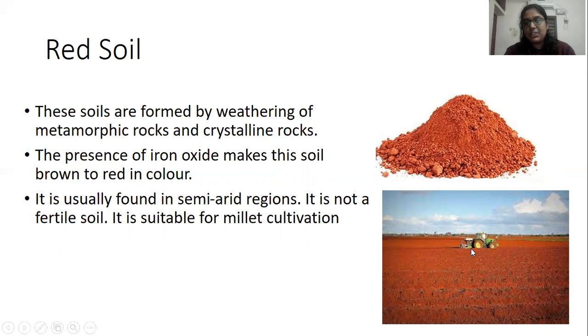Yeah, you can see the pictures here. You can see a reddish, brownish red color in the sand, and in the next picture there is a field, right? A farm field. This is red soil. It will be brown to red in color. So remember, these soils are formed by weathering of metamorphic rocks and crystalline rocks, and the presence of iron oxide makes the soil brown to red in color. It is found in semi-arid regions usually. It is not a fertile soil, so millet is cultivated in it. Okay, millet is one crop that is cultivated in this soil.